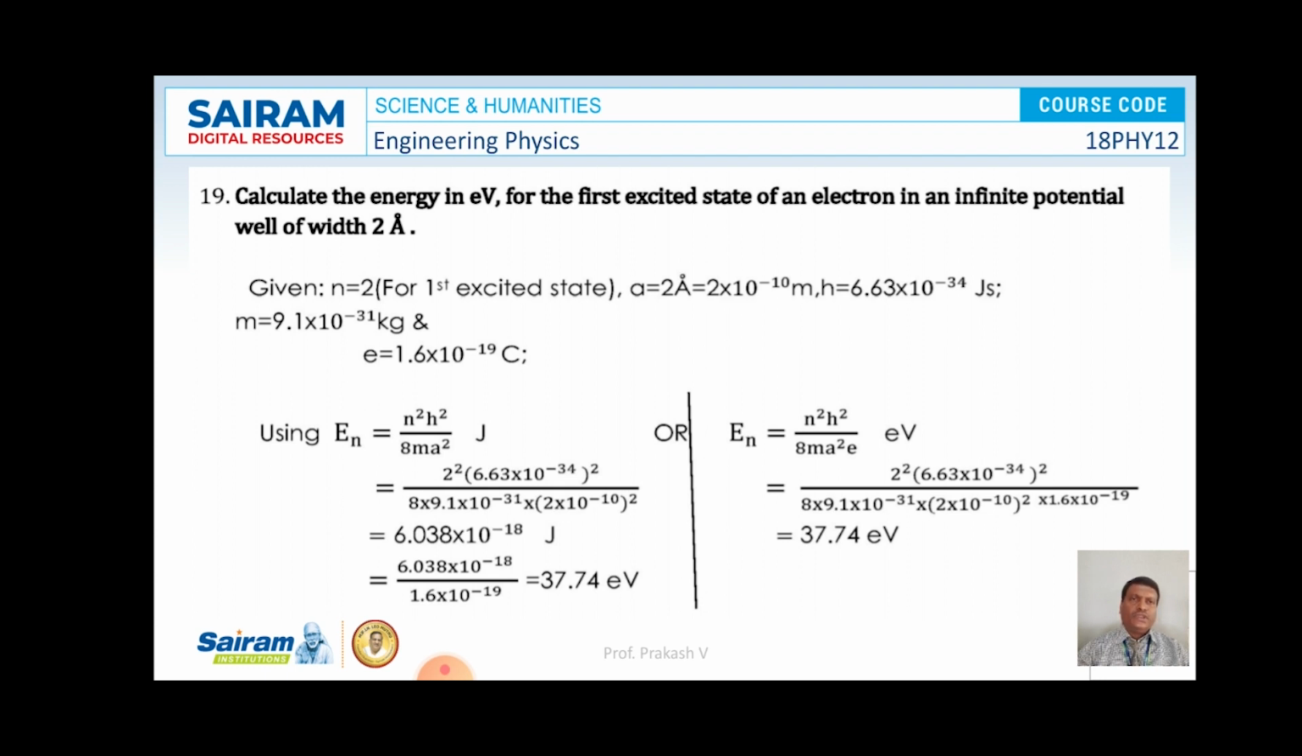Now substitute the value of n, h, m, and a, and also charge on the electron e. So on simplification, we are going to get the answer in terms of joules in the first equation, that is 6.038 into 10 to the power minus 18 joules, and when you divide the value by charge on the electron, that is 1.6 into 10 to the power minus 19, we are going to get En is equal to 37.74 electron volts. So this is the solution for the given problem.